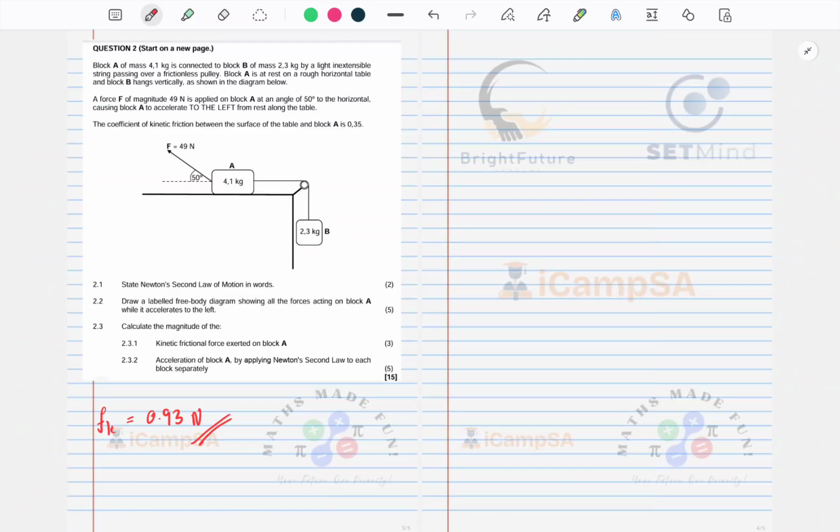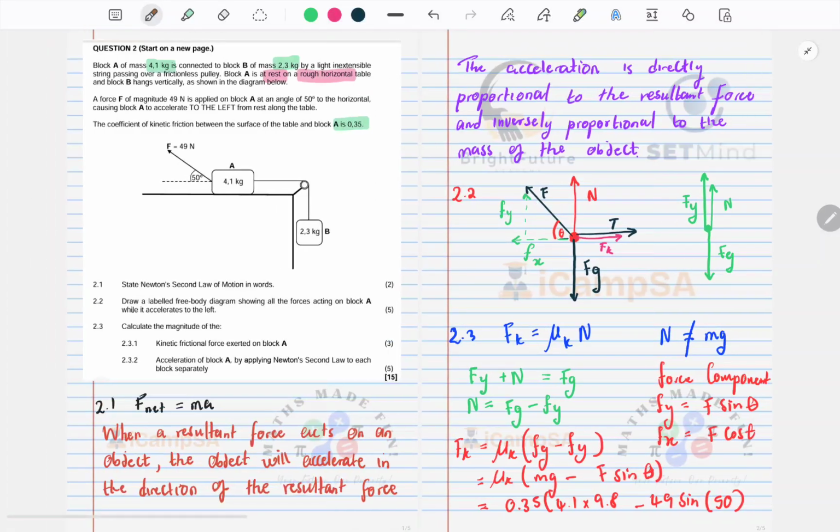Here they're asking us to calculate the magnitude of the acceleration of block A by applying Newton's law on each block separately. That means we're going to do block A, then block B. So that's what they want. Okay, let's go. Starting with block A, this is block A here.